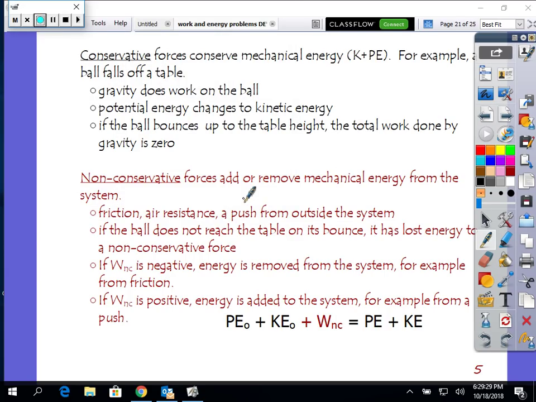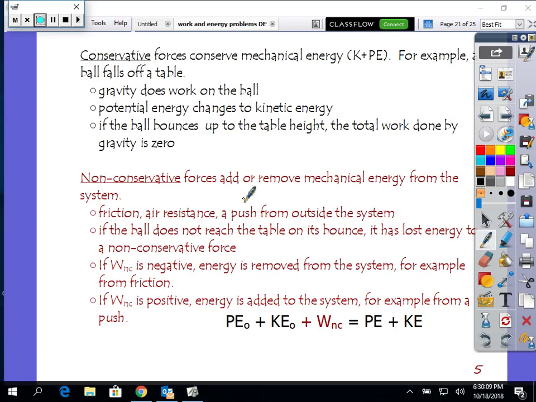As promised, now I'm going to explain the difference between conservative forces and non-conservative forces. Conservative forces are things like gravity. When something falls off a table, its potential energy turns into kinetic energy due to the work done by gravity. If it bounces up, it's going to change that kinetic energy back into potential energy. So gravity is an example of a conservative force. It conserves mechanical energy.